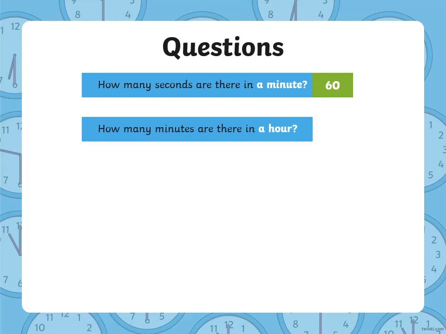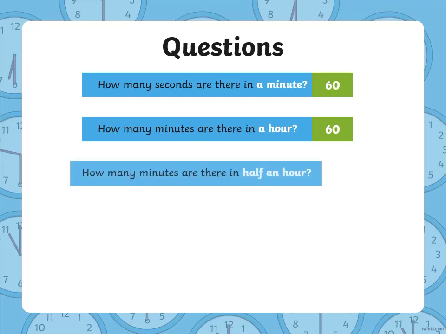How many minutes are there in an hour? Have a look at your clock or think about your clock again in your mind. I wonder if you've got it. That's right. 60 minutes are in an hour. How many minutes are there in a half an hour then? Oh, that's a little bit trickier, but I bet some of you have got it. 30 minutes.